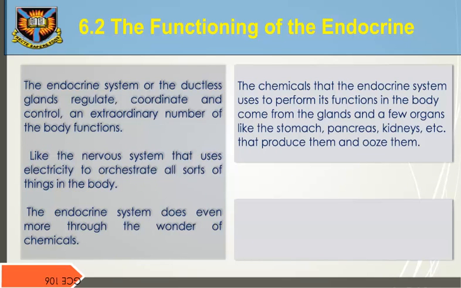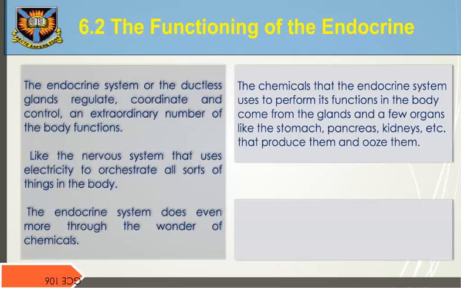The functioning of the endocrine system. The endocrine system, or the ductless glands, regulate, coordinate, and control an extraordinary number of body functions. Like the nervous system that uses electricity to orchestrate all sorts of things in the body, the endocrine system does even more through the wonder of chemicals.